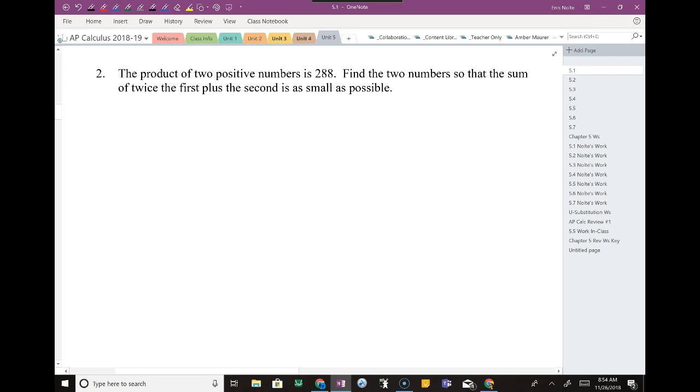Okay, so we have the product of two positive numbers being 288. We're going to find the two numbers so that the sum of twice the first plus the second is the smallest possible. Okay, so I'm going to start by writing the given. The first equation comes from the first sentence. I have two numbers. Product means what's happening between them. We're multiplying. So we're multiplying two numbers and their product is 288. Is everybody okay with me using just x and y to represent the two numbers? Sure. So we're going to say x times y is equal to 288.